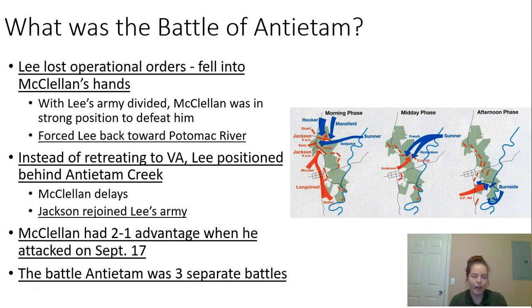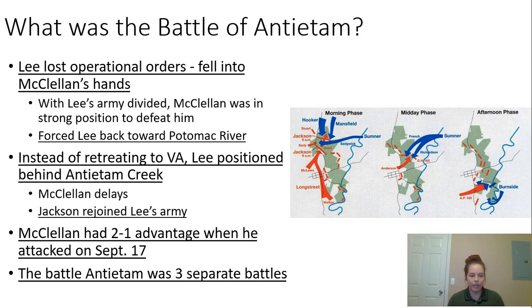Looking into the next battle, the Battle of Antietam, this one has an interesting story to it in that McClellan had sent out a scout to look over where Lee's army had last set up camp, and with this he finds Lee's battle plans, and so now McClellan has an advantage. He looks at the battle plans and he sees that Lee's army is divided, and so McClellan is in a strong position to attack because he's finally got the numbers right in front of him. He has more numbers than Lee does.